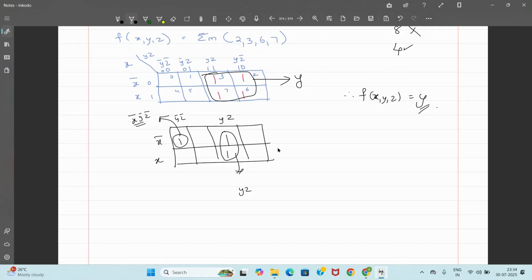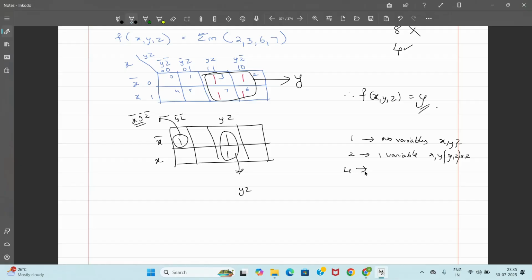So remember, in three variable, if only one cell is covered, all the 3 variables will be there in the term. If 2 cells are covered, one variable will be eliminated. If you cover 4 cells, 2 variables can be eliminated. So if you make a single, no variables will be eliminated. If you make a pair, one variable can be eliminated. Like here you have all 3 variables x, y, and z. Here any one of them can be removed. Either you will have x and y terms, or y and z terms, or x and z terms.